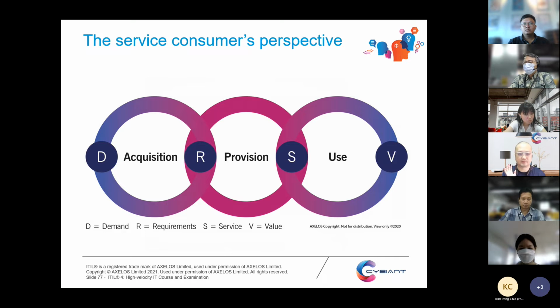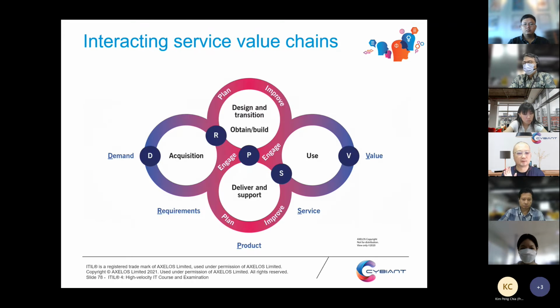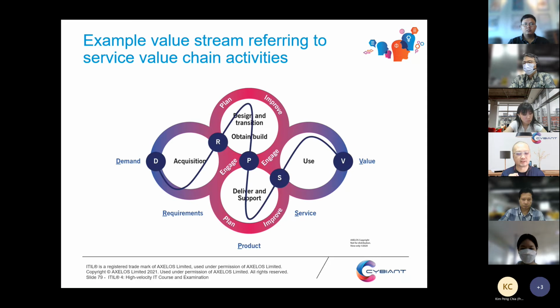Then we have this DRSV, the demand, the requirement, the service, and the value from a consumer perspective. This is the one that you need to focus on. Or should I say the next one, which explains how it flows. Okay, from the demand opportunity to the outcome. So that's how they flow into the service value chain. That is combining it.